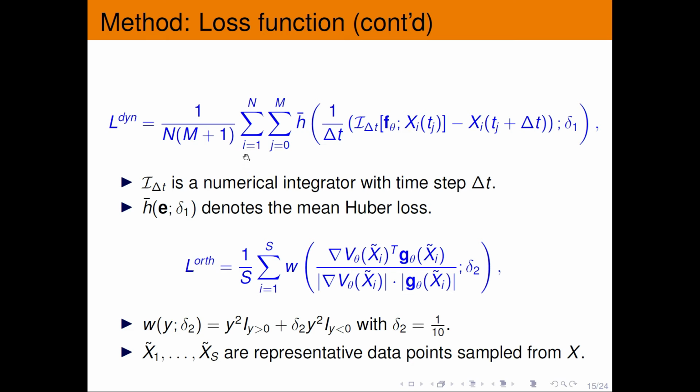Here are the specific forms of the two terms in the loss function. The first part is to measure the difference between the learned dynamics and the true dynamics by performing a numerical integration of the learned dynamics. The second part is to impose the orthogonality condition. Here W is a piecewise function, and we only use a subset of the dataset, including S tilde 1 to S tilde S, to more effectively impose the orthogonality condition. These representative data points are roughly uniformly distributed in the space.